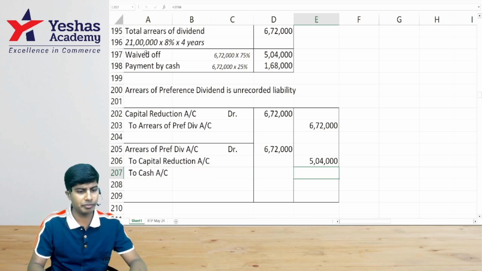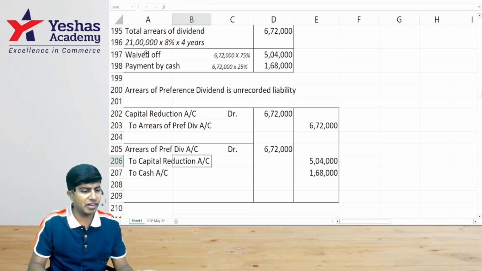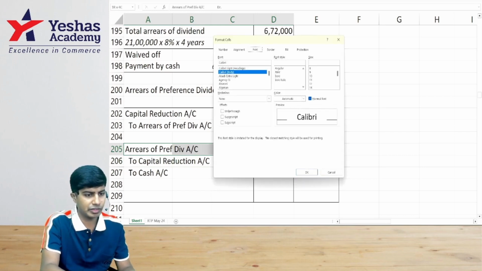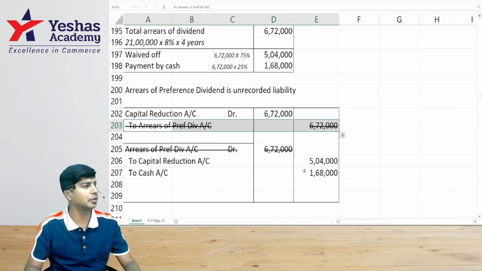How much are we going to pay? 1,60,000. So what is happening here? Here we have arrears of preference dividend debit 6,72,000. Am I right? Let's strike it off. Fifth, arrears of preference dividend credit 6 lakh 72.